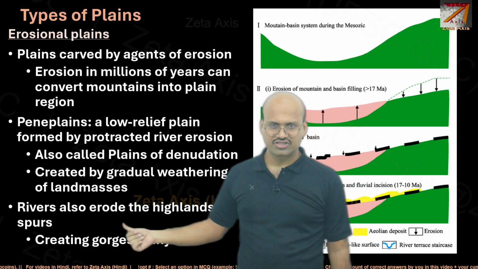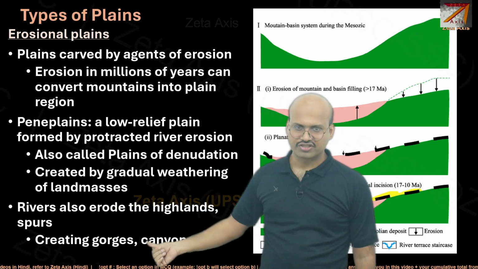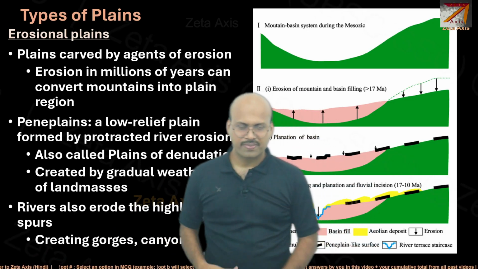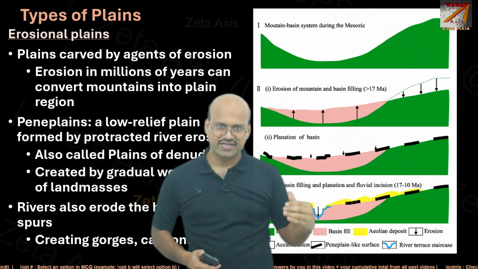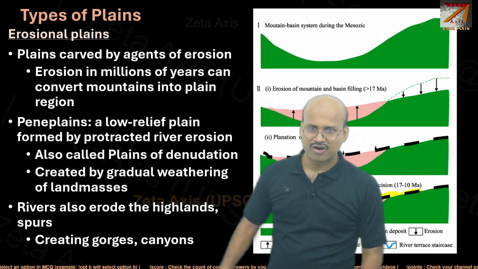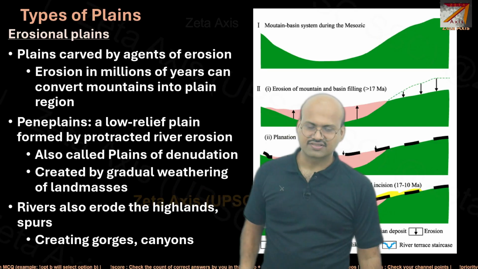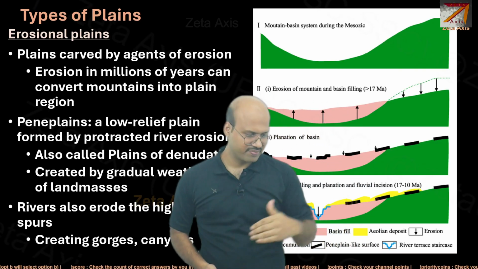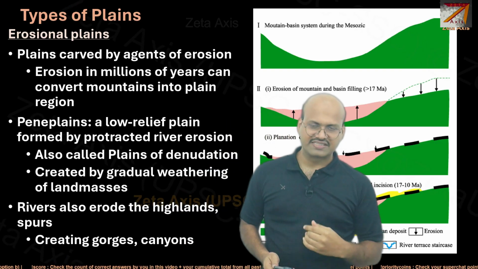Rivers also erode the highland spurs, creating gorges and canyons. So even in the upper course, the rivers will create vertical erosion and it will form gorges and canyons. Again, we will see all these things in much detail in the upcoming chapters.